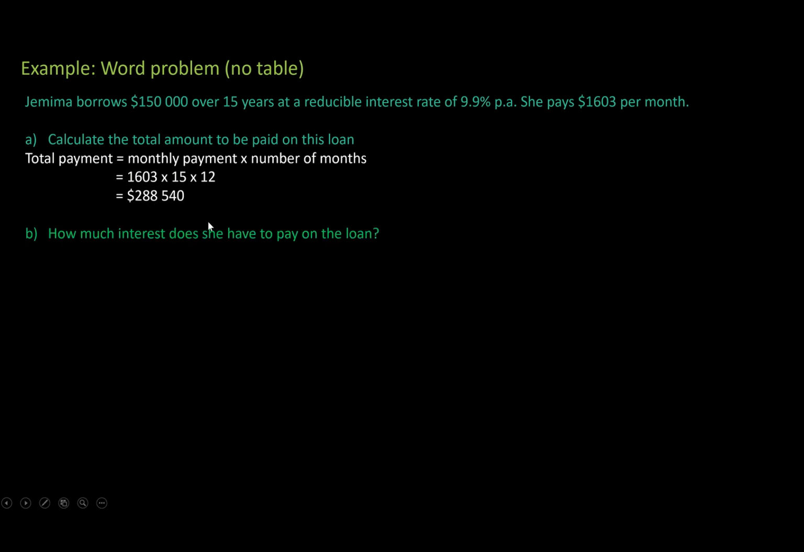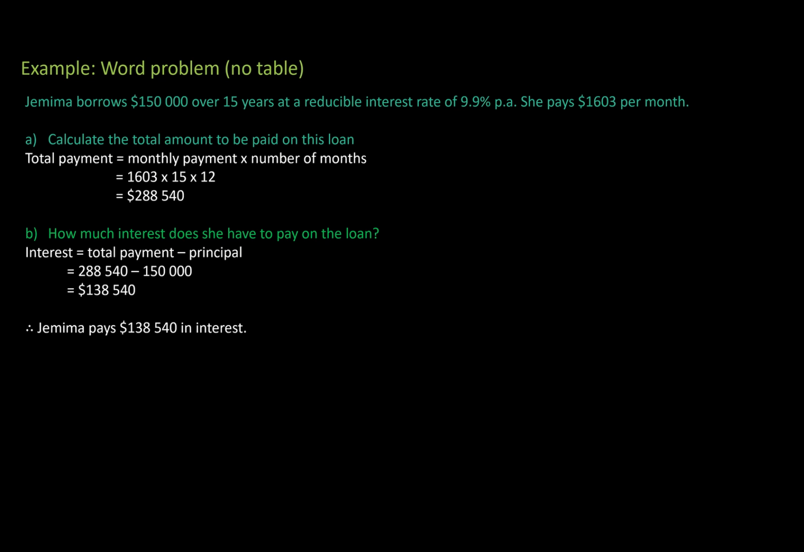How much interest does she have to pay on the loan? Again, that's just the difference between the total payment and the principal, so what she actually borrowed. So we've got that amount that we got in A, take away that original $150,000, which leaves us with $138,540, which we write in a summary statement.